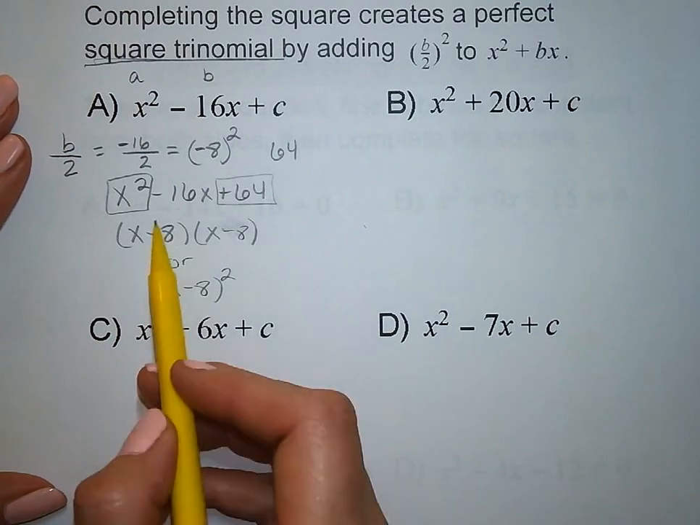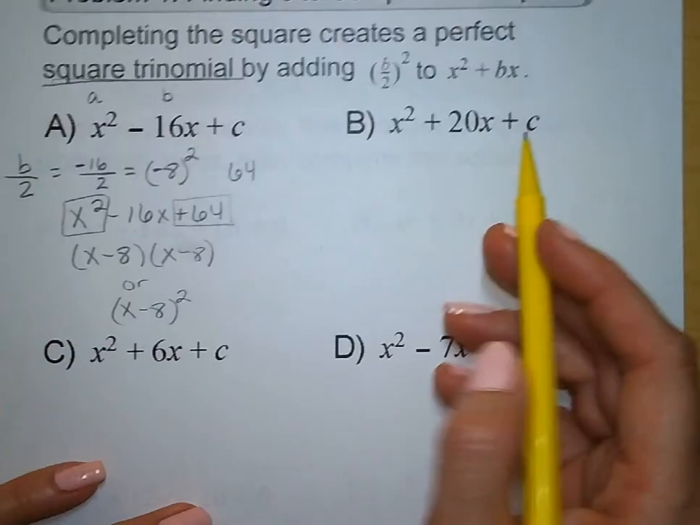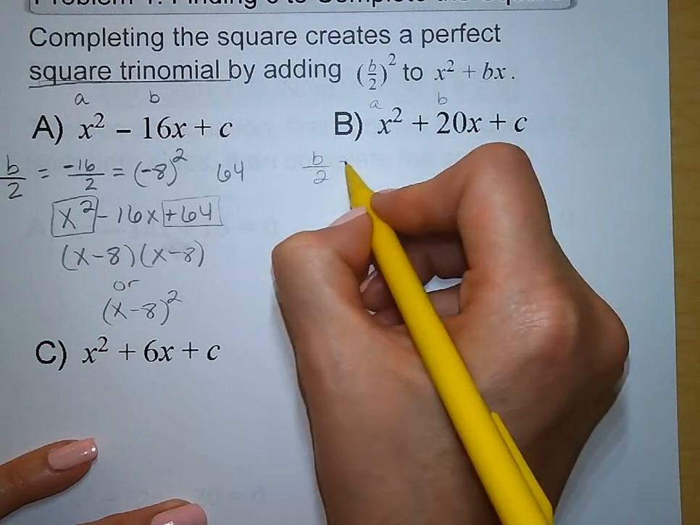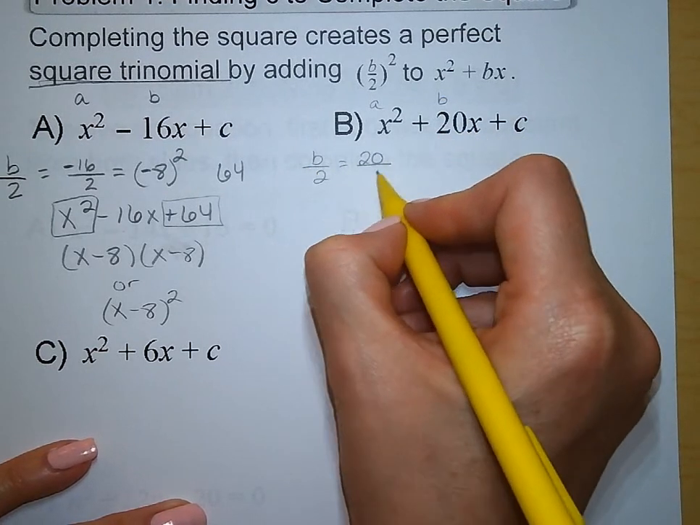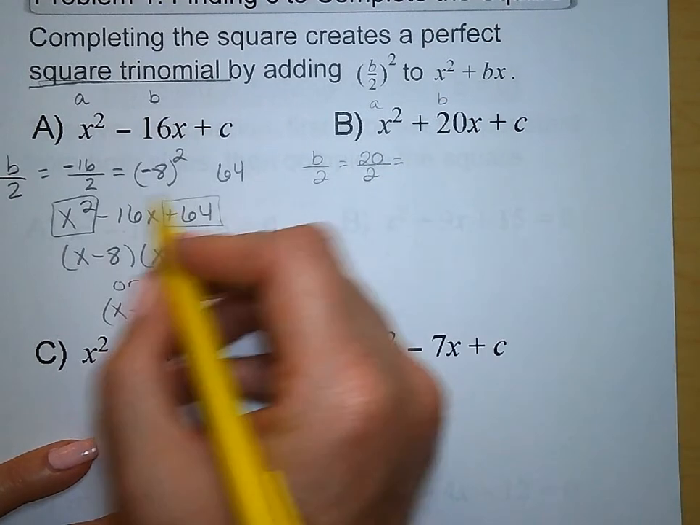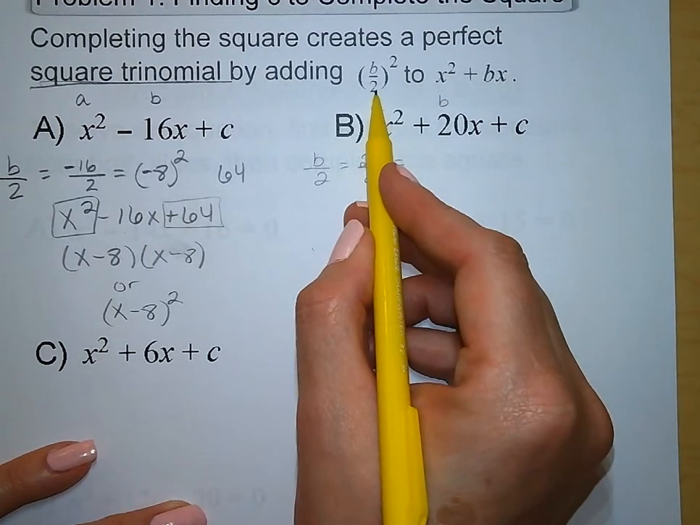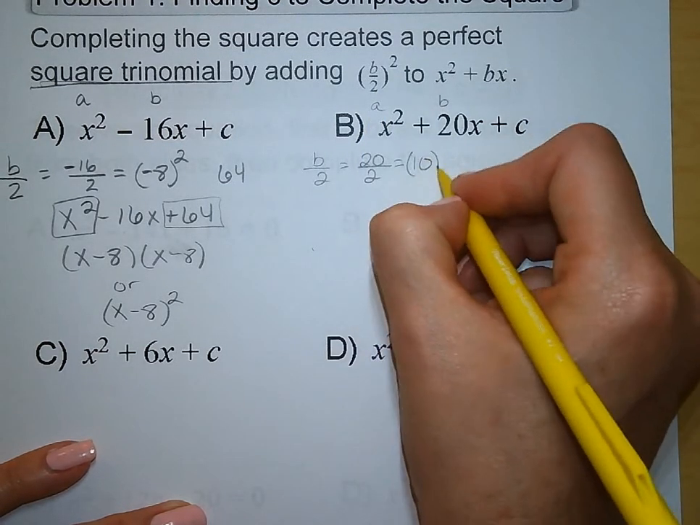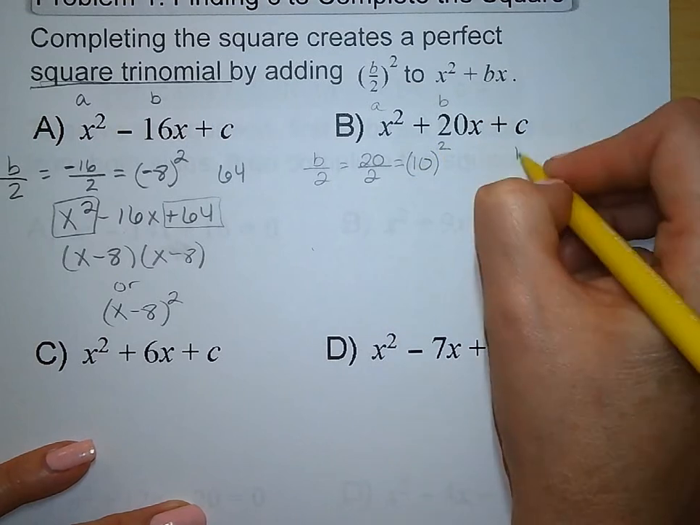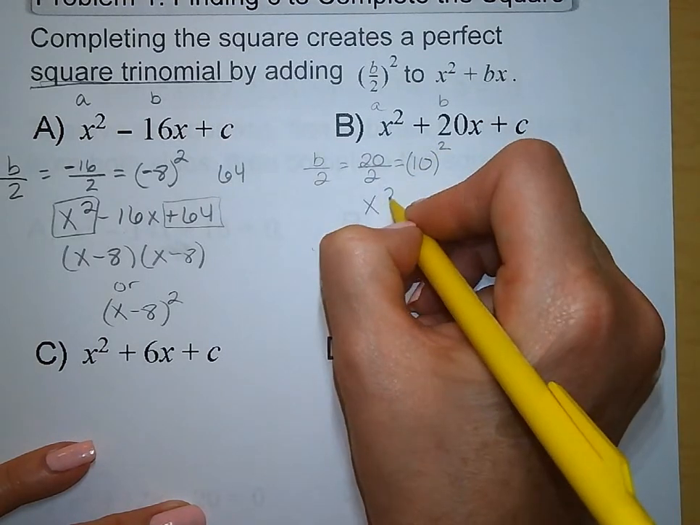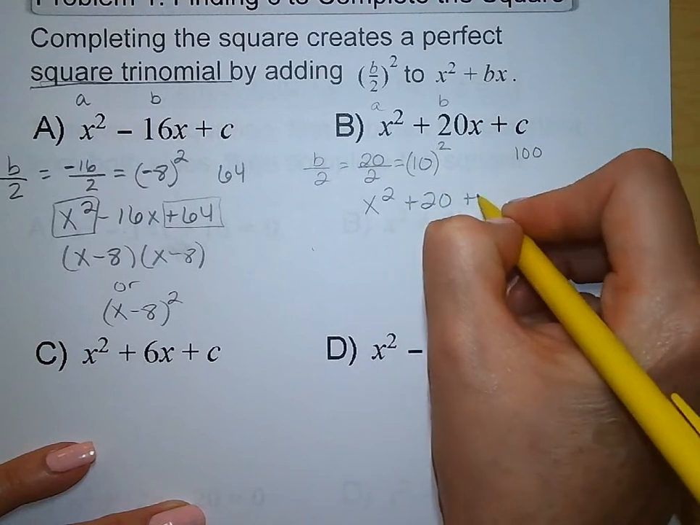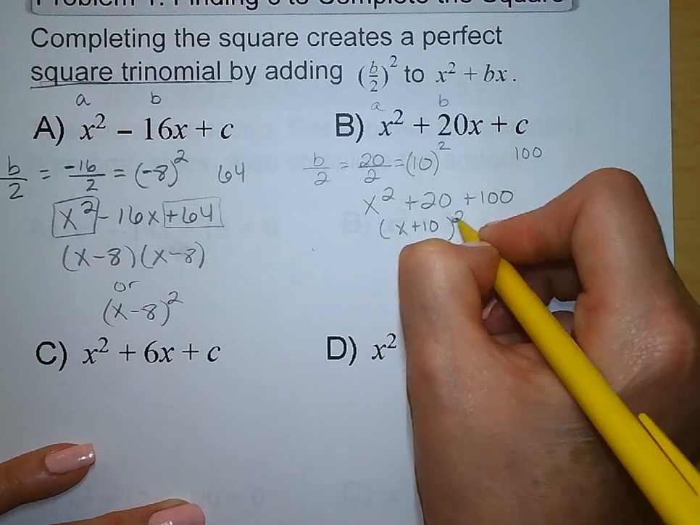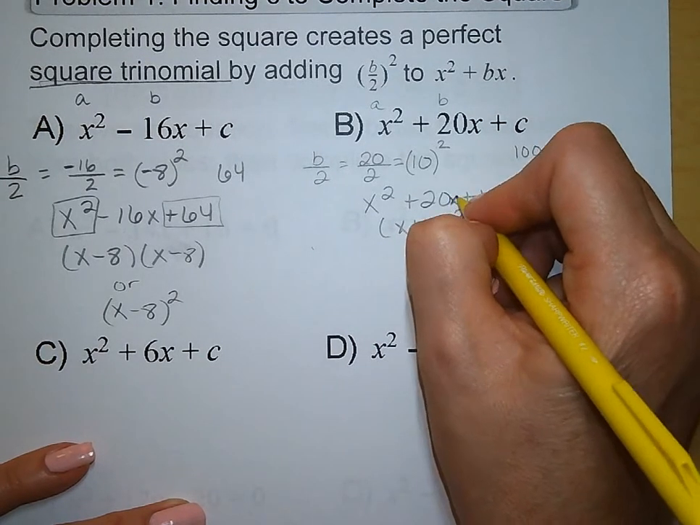Alright, so letter B, we've got x squared plus 20x plus c. So we've got our b over 2, the quantity squared, so we've got 20 over 2, 10 squared is 100. So our trinomial is going to be x squared plus 20x plus 100. And it's x plus 10, the quantity squared.